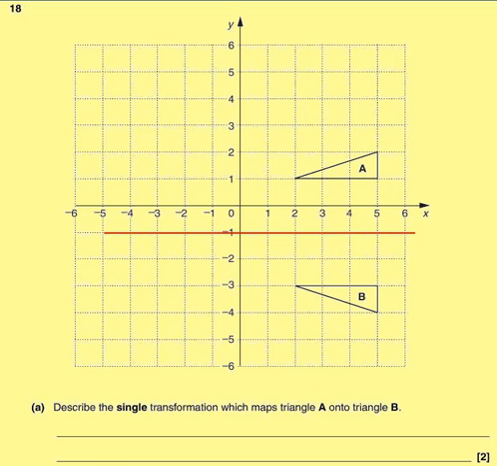So we need to write two things for these two marks here. One is that it's a reflection. So it's a reflection, and it's a reflection in the line where the y is always equal to -1, where y is equal to -1.